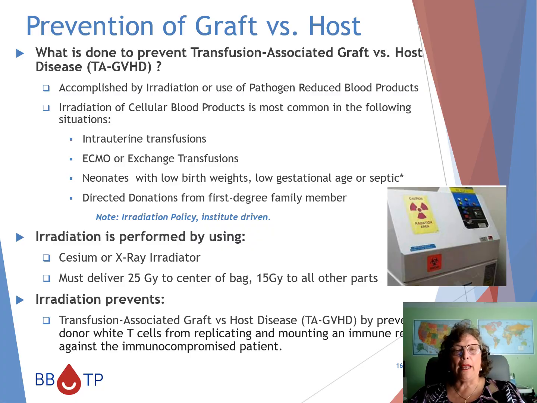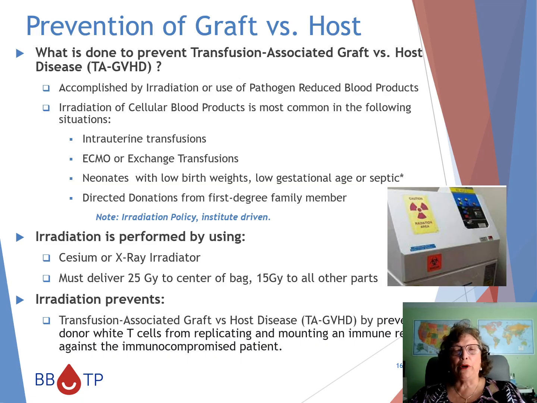When we irradiate, we can use 2 different types of irradiator, the cesium or the X-ray. Here at Life South, we use the X-ray. A lot of larger academic facilities use cesium because it's already been established and has been purchased, and to keep a cesium irradiator going, it's a big investment. So what you're looking for the irradiator to do is that it must deliver 25 grays to the center of the bag and 15 grays to all parts.